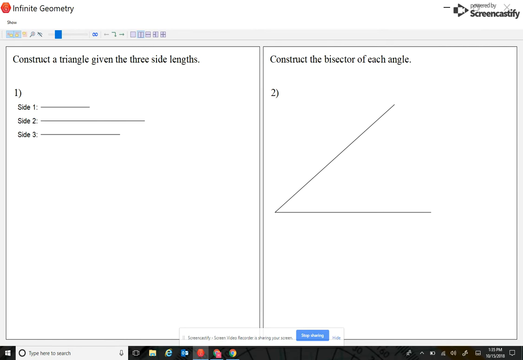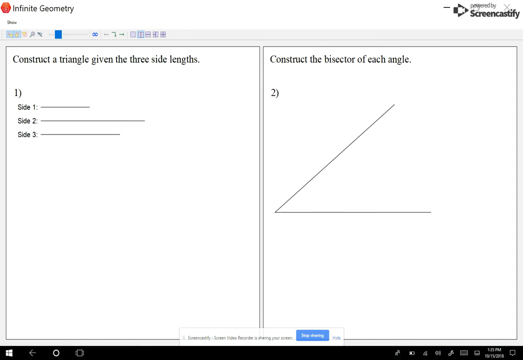Right, so today we're going to start with constructions. The thing in constructions is my first example. I want you guys to construct a triangle with those three sides.